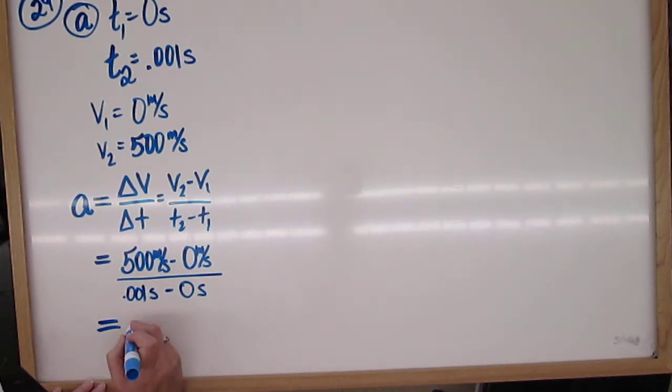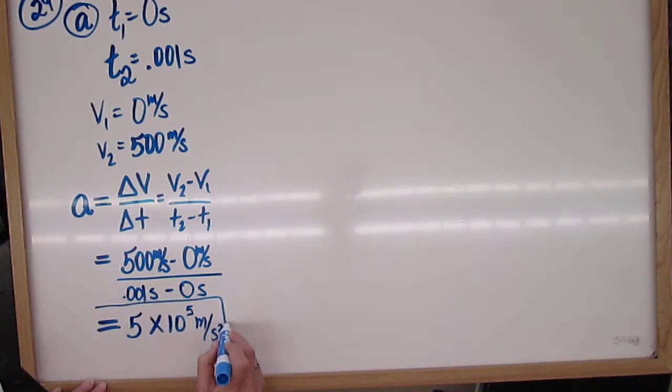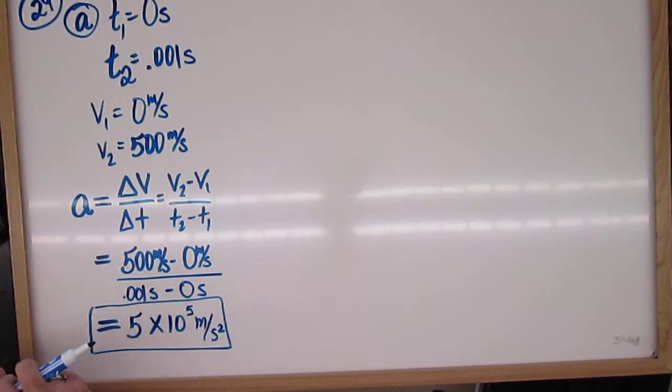Running all of that through the calculator, we get a final answer of 5 times 10 to the 5th meters per second squared. Part A.